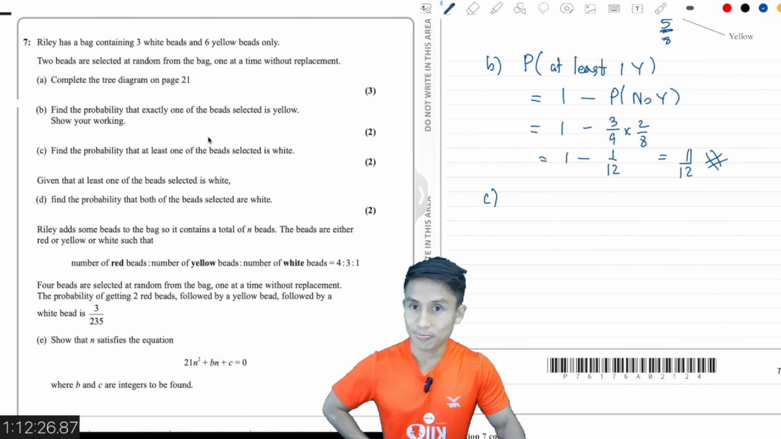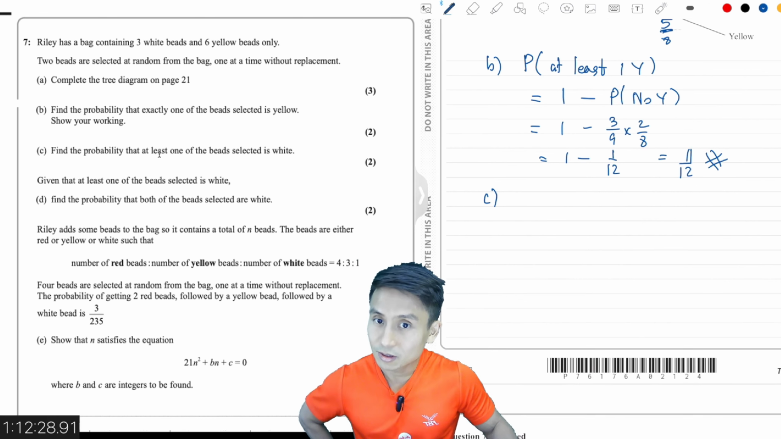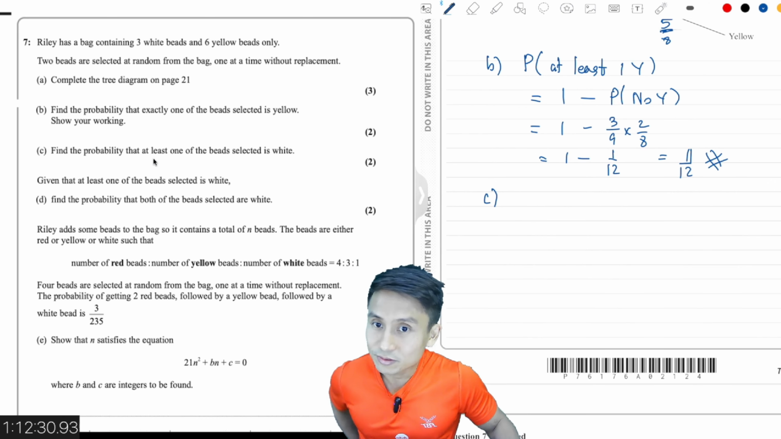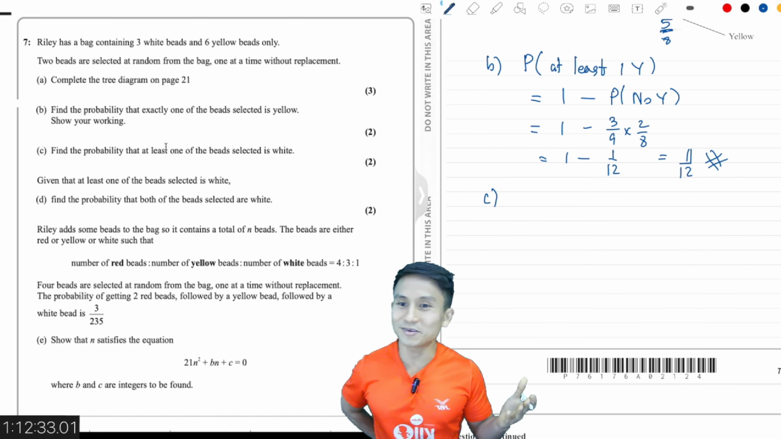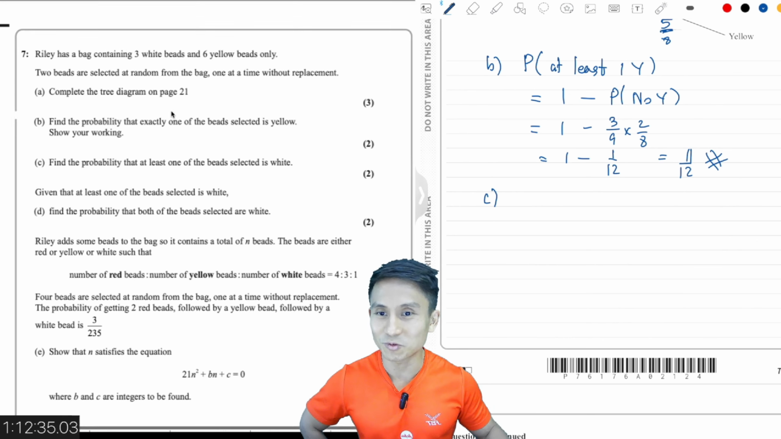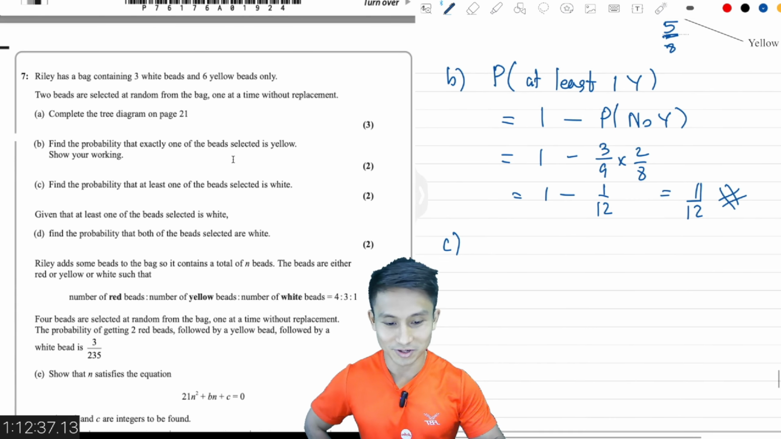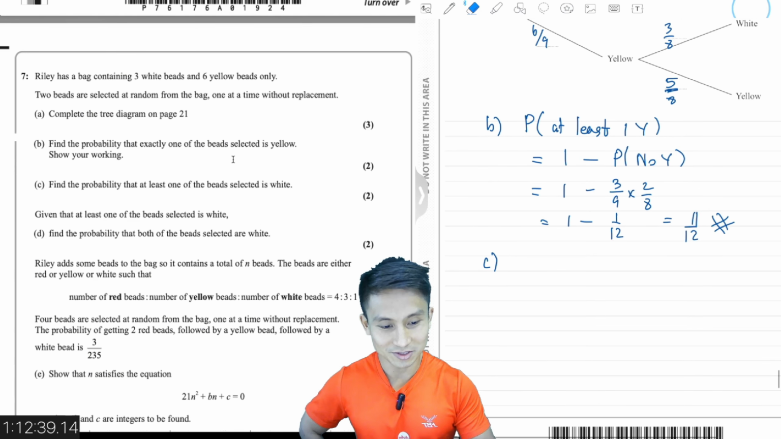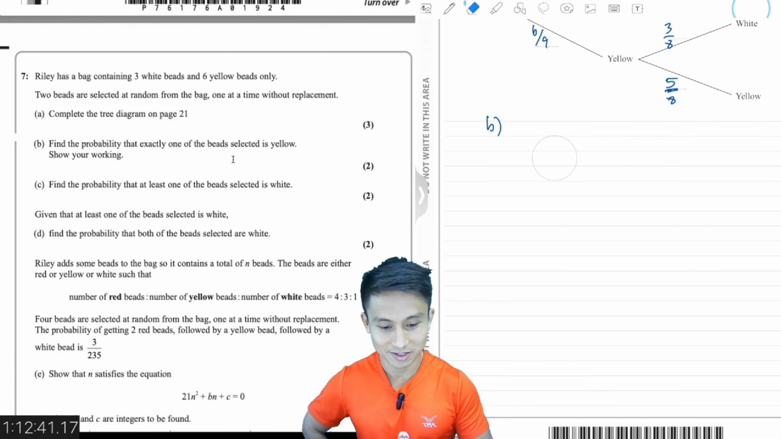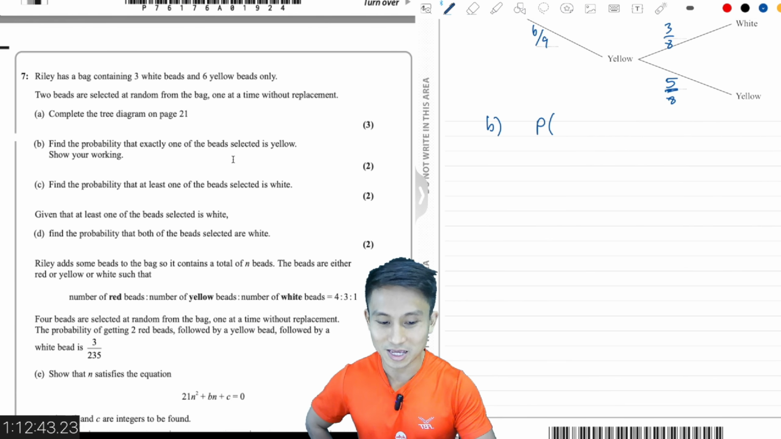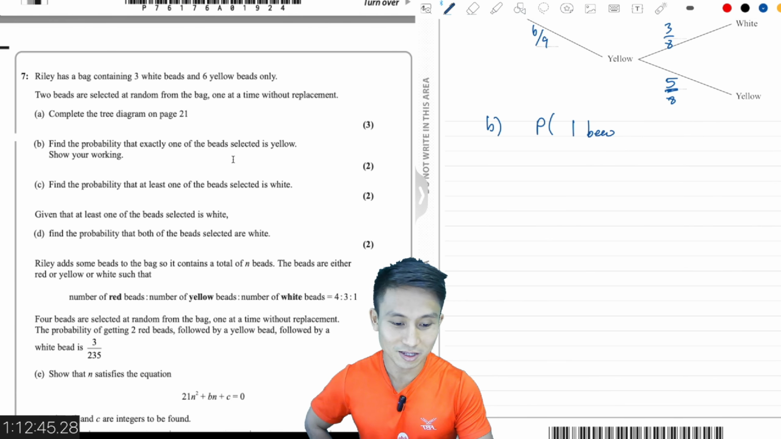Part C. Wait, hang on. Why did I read "at least"? This is exactly one of the beads is yellow. Sorry about that. No, the whole thing is wrong, because I thought it was "at least". So P of 1 bead equals yellow.